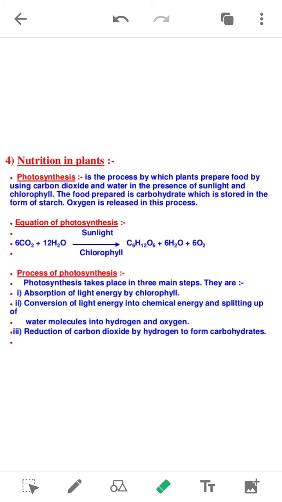The process of photosynthesis generally takes place in three main steps. They are absorption of light energy by chlorophyll, conversion of light energy into chemical energy and splitting up of water molecules into hydrogen and oxygen, and reduction of carbon dioxide by hydrogen to form carbohydrates.